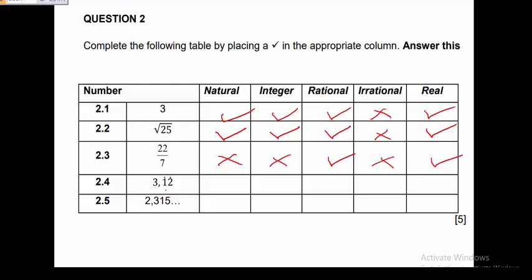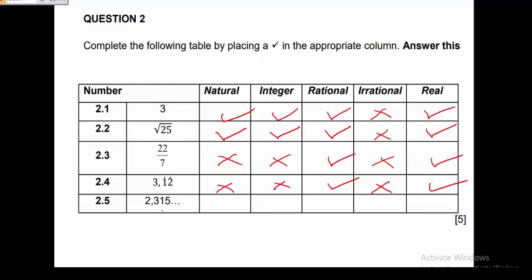So now we'll look at 2.4, where you have your 3,12 with dots on the top, which shows you that this carries on to infinity. However, this also indicates that this is a rational number because there is order in the decimals, even if it continues. So it's a rational number. It cannot be a natural number. It cannot be an integer. And then when it comes to being irrational, it's already rational. Therefore, it cannot be irrational. Now, with real, it's always real.